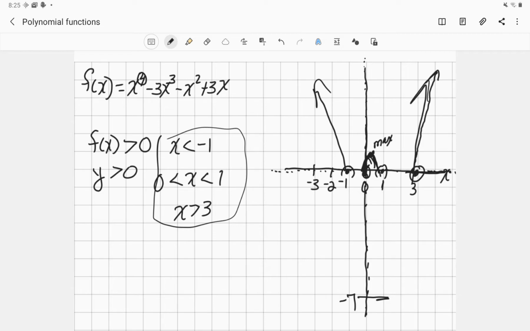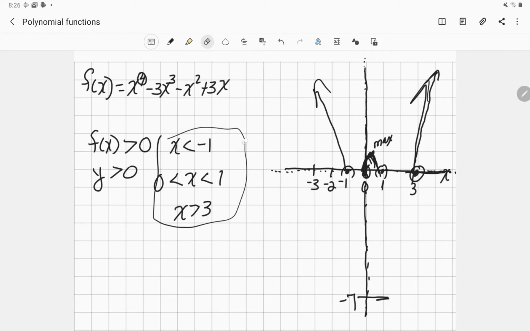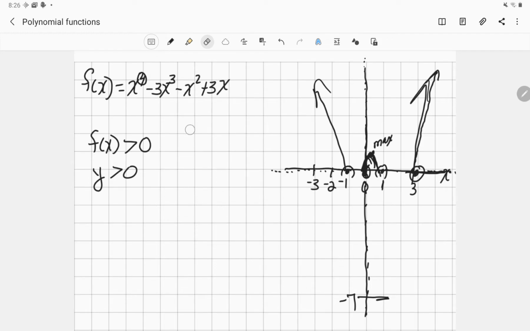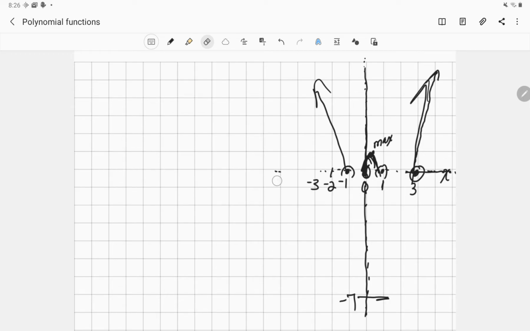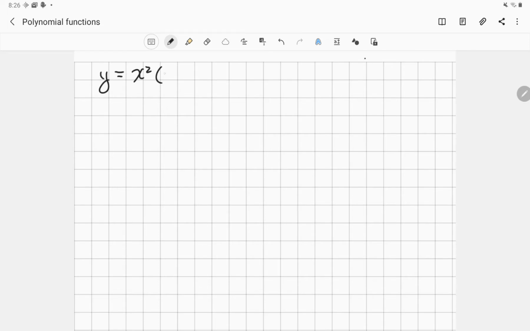All right, so that's example number 2. Example number 3 is a little bit yuckier, simply because they do not provide you with the graph. You have to come up with the graph. So here we go. They give us y is equal to x squared times x squared minus 4.